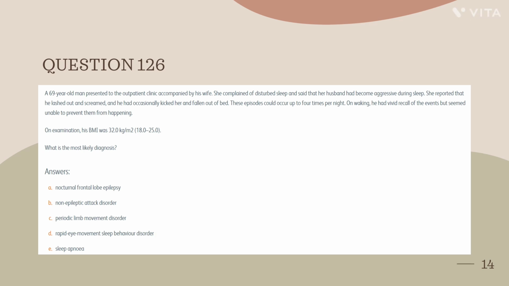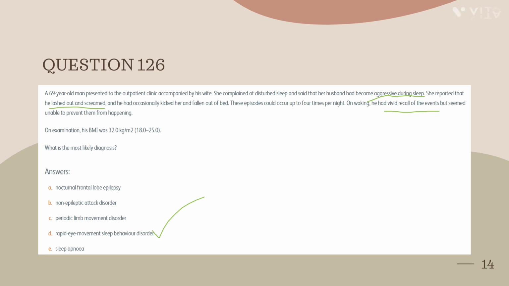So here the criteria: she had told that he's vividly remembering the events and he's becoming aggressive during sleep, and he's screaming and lashing and kicking her out of bed, and it's happening time and time again, and he's unable to prevent them from happening. It's the classical description of rapid eye movement sleep behavior disorder, or REM sleep behavior disorder.